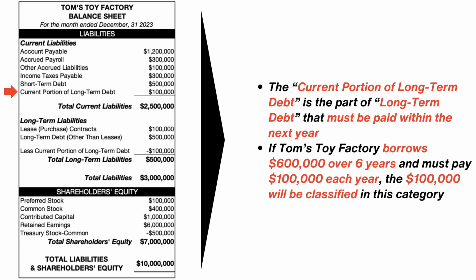If Tom's Toy Factory borrows $600,000 over 6 years and must pay $100,000 each year, the $100,000 will be classified in this category. Value investors often believe that companies with a durable competitive advantage need minimal or no long-term debt to sustain their business operations. Those companies have often minimal or no long-term debts that need to be repaid.